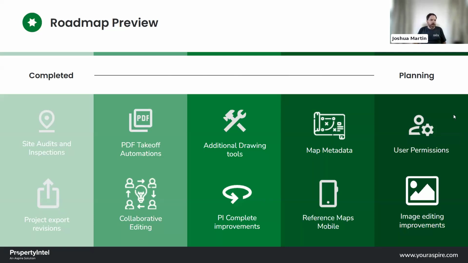And then where we're planning and looking forward to later in the first half of next year are these features related to map metadata, improving the mobile experience on reference maps, enterprise user permissions, and then also our image editing for those projects where you're doing the design on the photo. So that's a quick look at our roadmap and where we're headed with it.